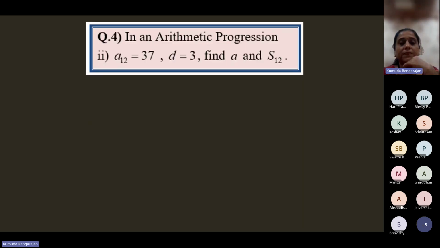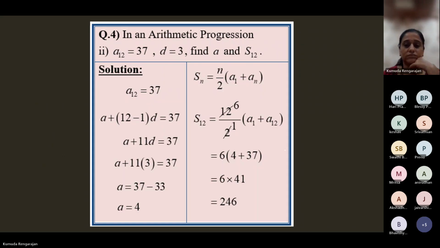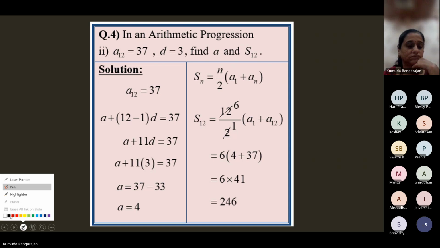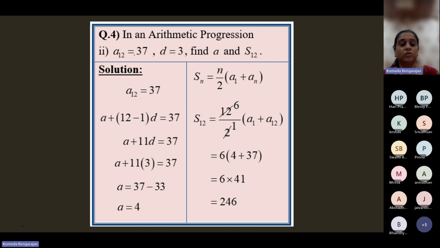All right, next one. A12 is given 37. Work that and you can find some information. A12 is 37. A12 means A plus 11D, or A plus 12 minus 1 into D, because An is A plus N minus 1 into D. So A12 will be A plus 11D, which is 37. You know the value of D, 3. So you can find the value of A. So we found A.